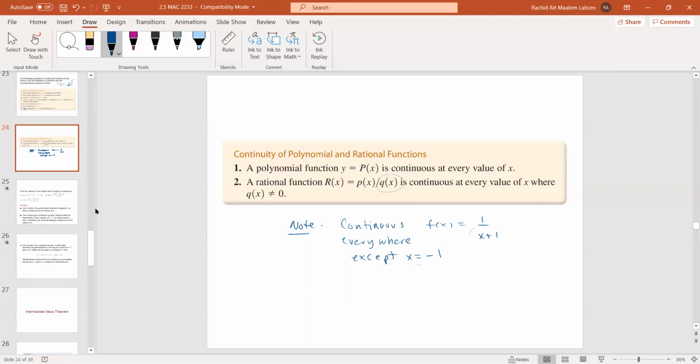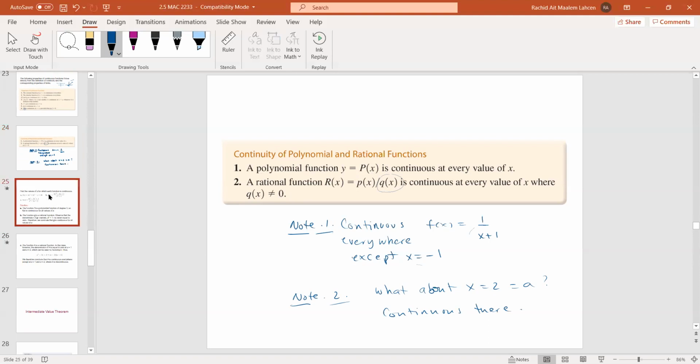So that's what we need to keep in mind. If we are interested now in x equals 2, you know, that a now is 2, well, it's continuous there, right? So that's what we need to keep in mind.